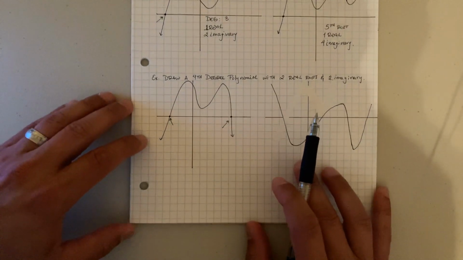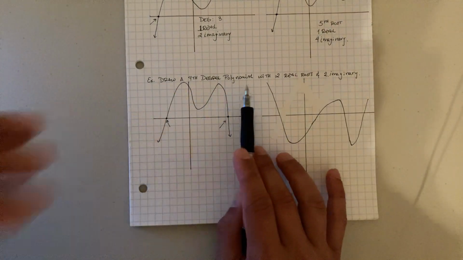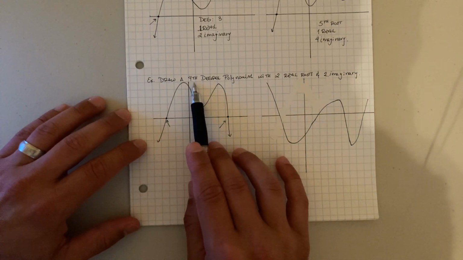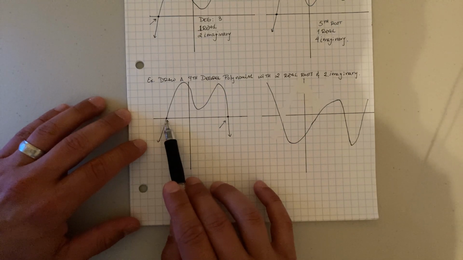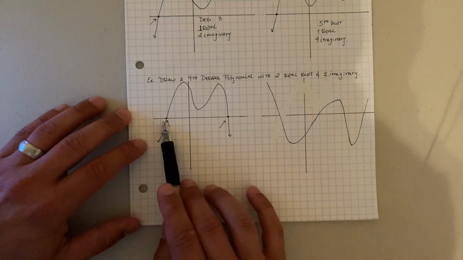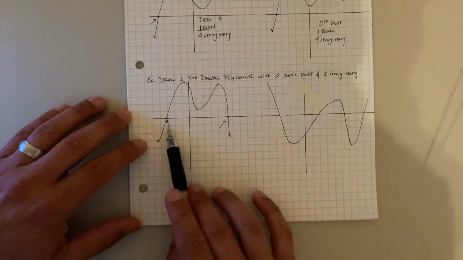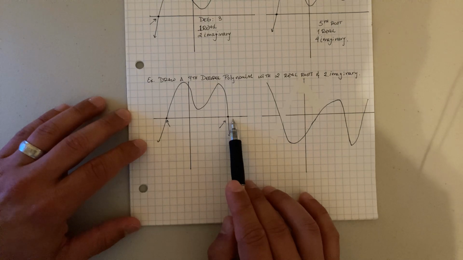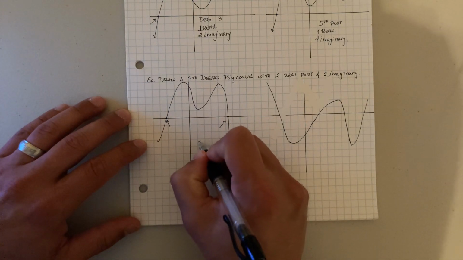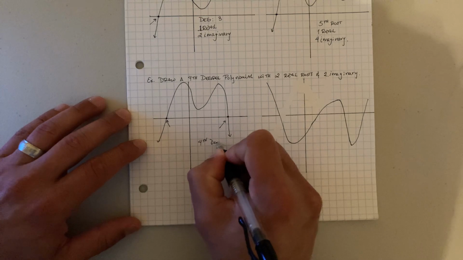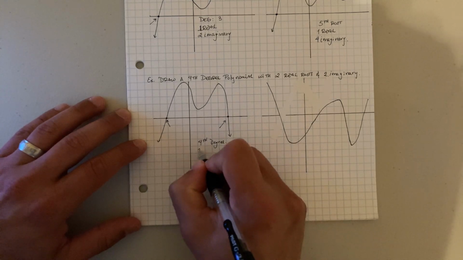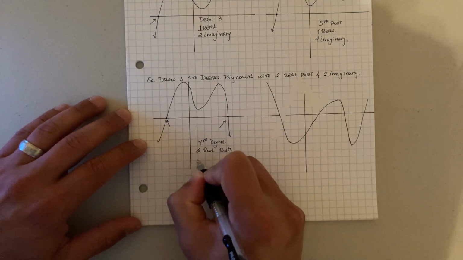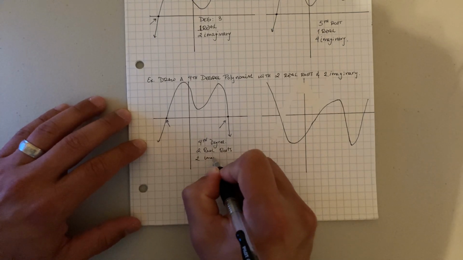Let's look at this one right here. It says draw a fourth degree polynomial with 2 real roots and 2 imaginary. You notice here, anything with a degree of 4 is going to look like a W. So here I crossed it here, 1, 2. So this is one real positive root, and this is one real negative root. So right here you've got a fourth degree with two real roots, and then you've got 2 imaginary.